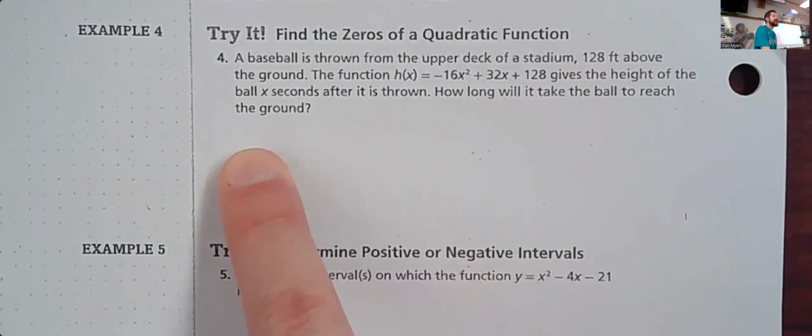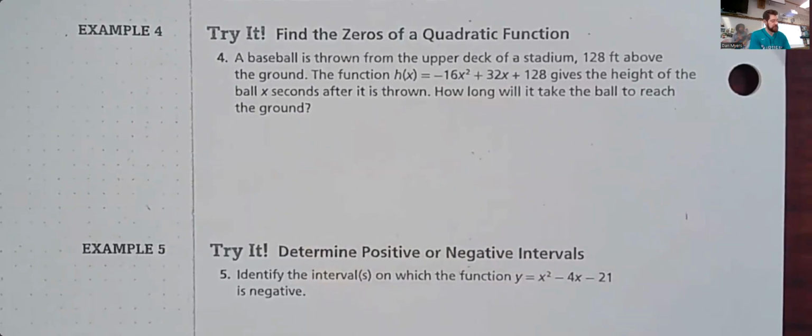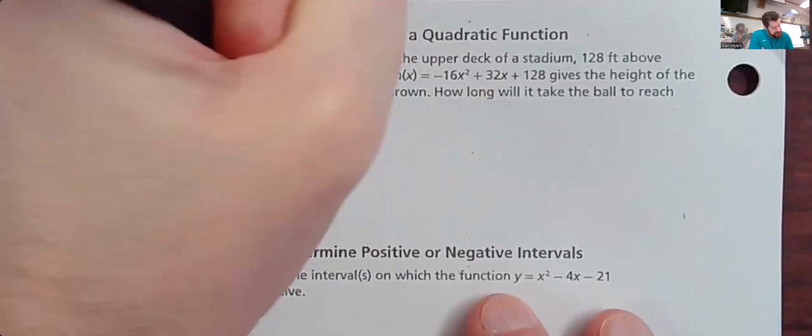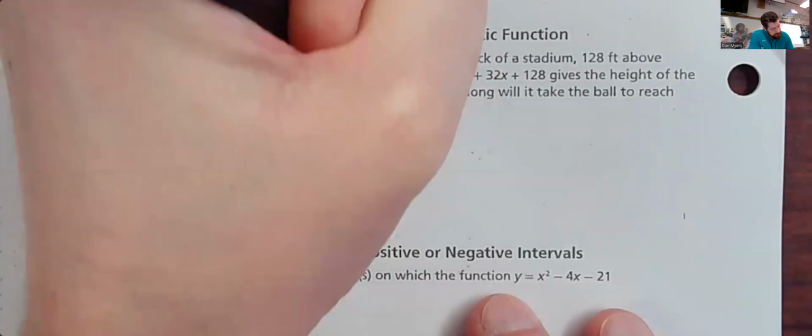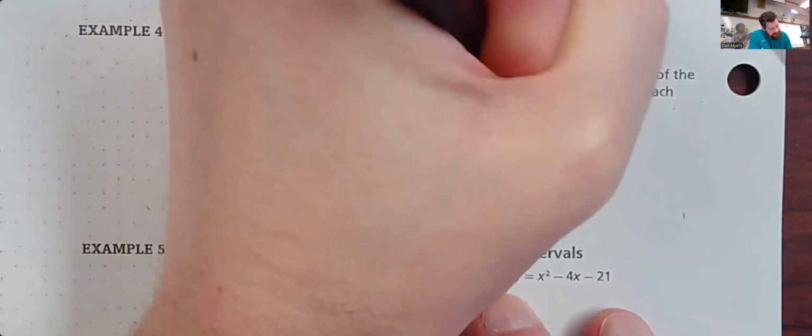So what is the height of the ground? 0. The height of the ground is 0. So this will be a y value of 0, which means we're figuring out the zeros of the function. So we need to figure out what is the x value when y is 0. So we're going to say negative 16x squared plus 32x plus 128 equals 0.